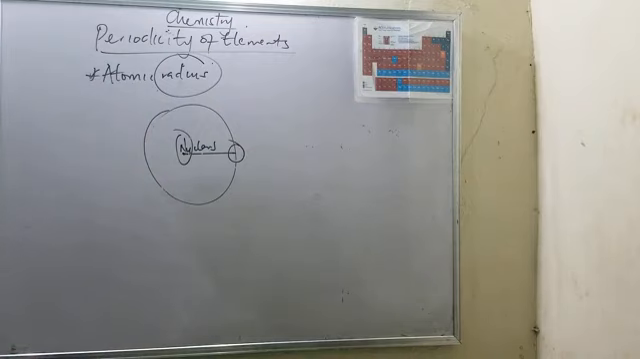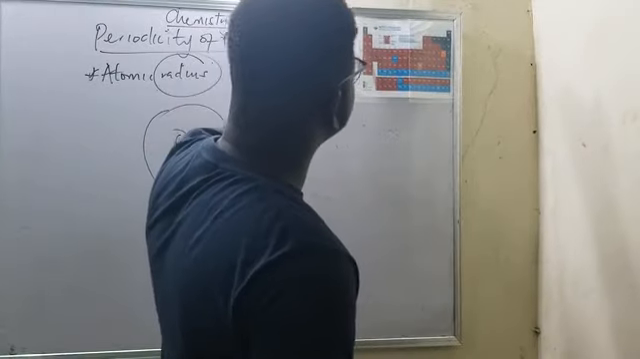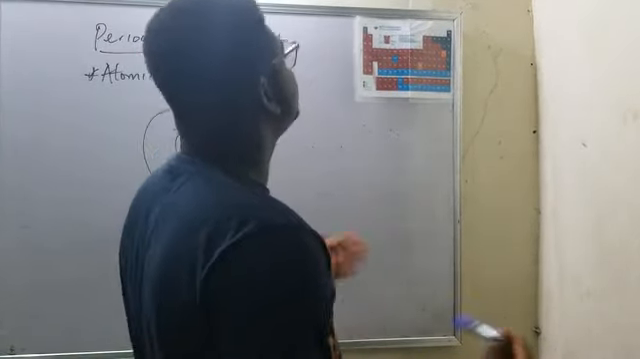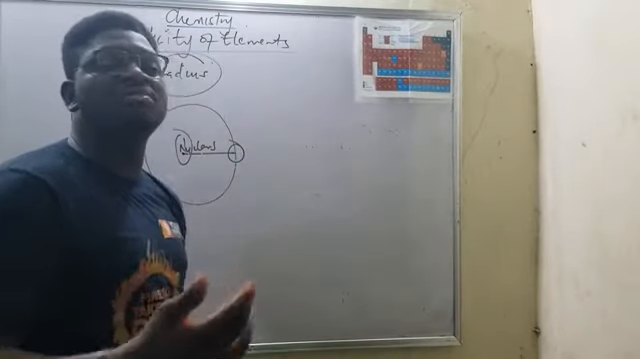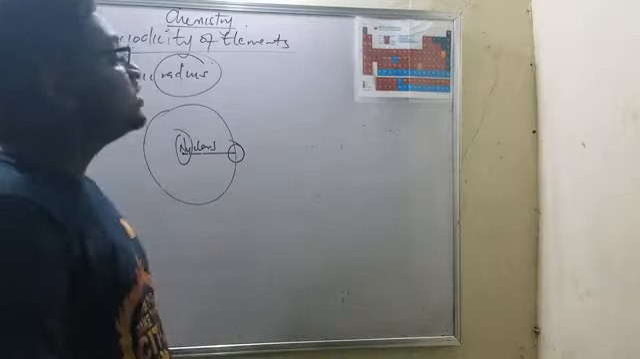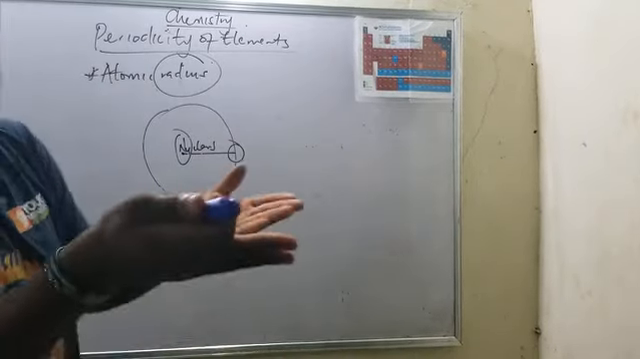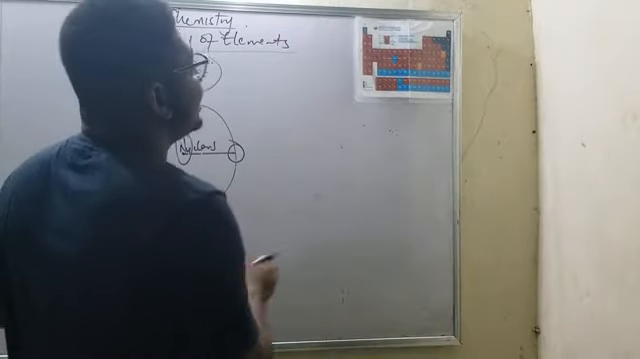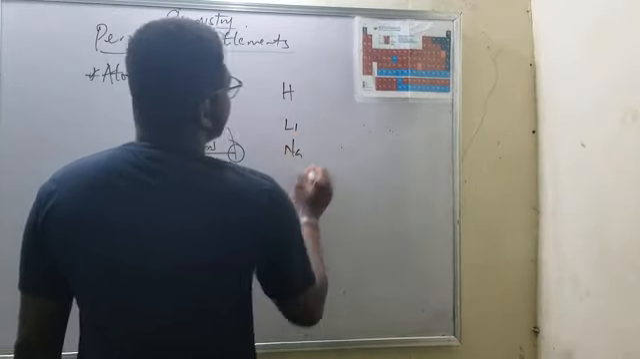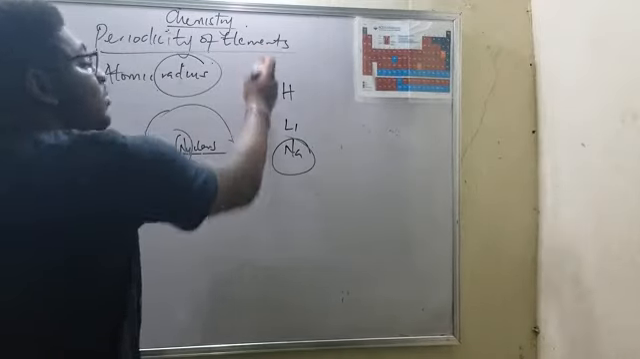Looking at the atomic radius down the group, we look at hydrogen, lithium, sodium. We realize that lithium has a bigger size than hydrogen. Sodium has a bigger size than lithium. Okay, let me write this out so you can see it. Sodium has the biggest among these three, and this is down the group.